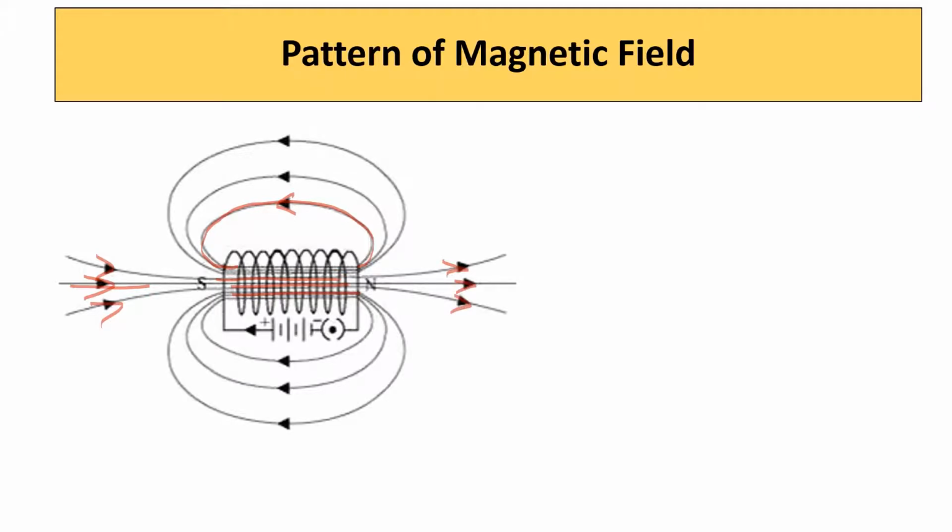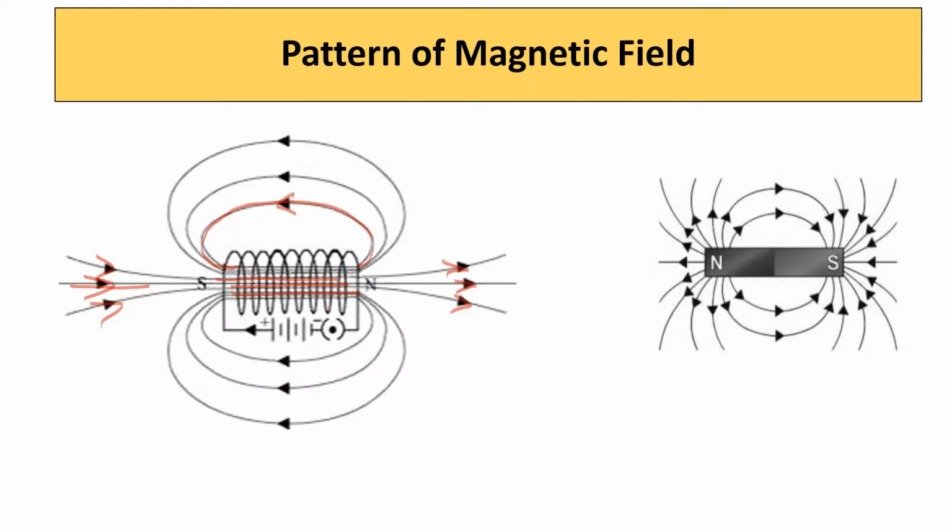We learned in part 1 the magnetic field lines of a bar magnet. In this bar magnet, the magnetic field lines are from the north to the south pole, whereas inside the bar magnet, it is from the south pole to the north pole. The magnetic field lines of this solenoid are similar to that of a bar magnet.